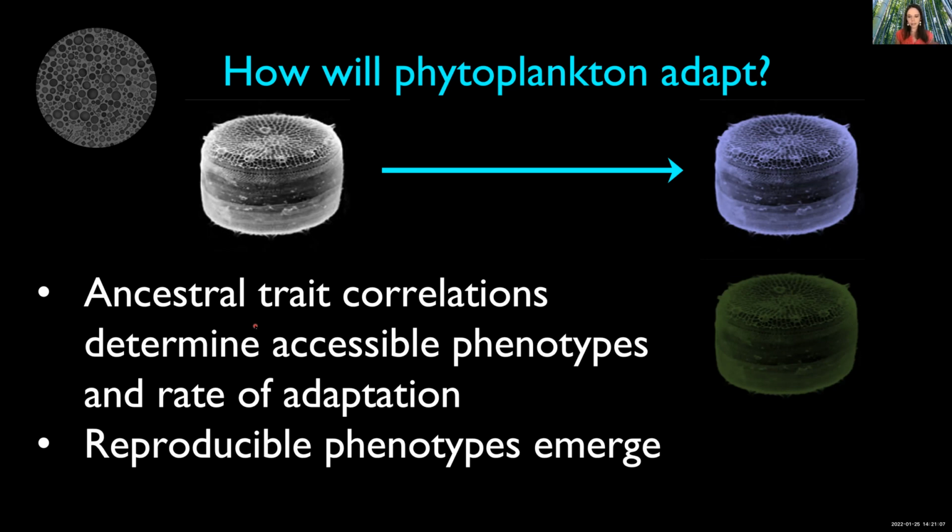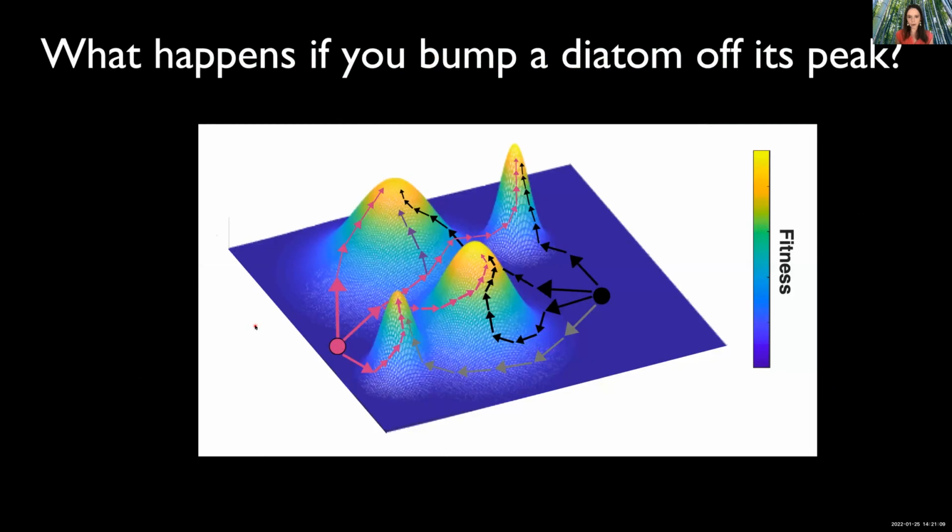And so we wanted to test this idea a little bit more. Sinead asked, what happens if you bump a diatom off its peak, right? So we have our diatom sitting on high fitness peaks. Theoretically, we are predicting that there are valleys in between these peaks. So what happens if you bump a diatom off its peak? Is it going to go back to its same peak, or is it going to find another peak?